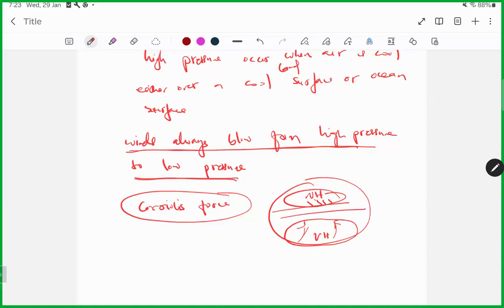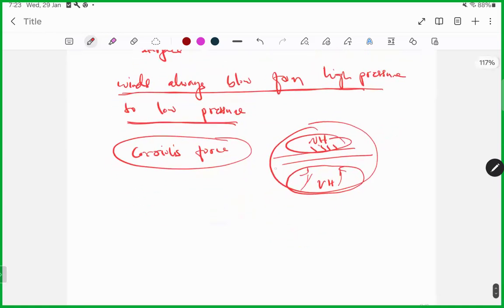Due to the Coriolis force, the winds get deflected towards the right in the northern hemisphere and towards the left in the southern hemisphere. Another factor which affects wind movement is the Coriolis force.